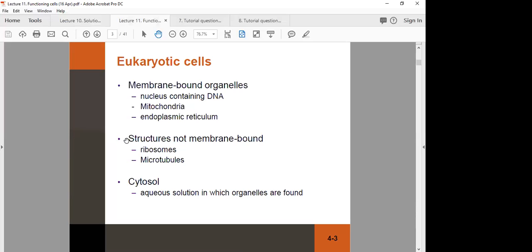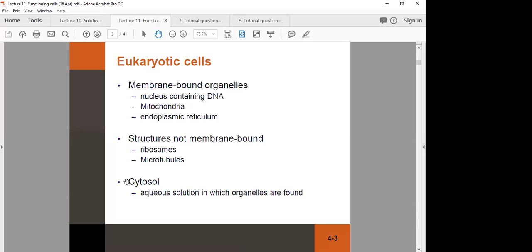All right, structures that are not membrane-bound. Ribosomes, and you'll also find ribosomes in prokaryotic cells, and also microtubules. So just two examples shown here.